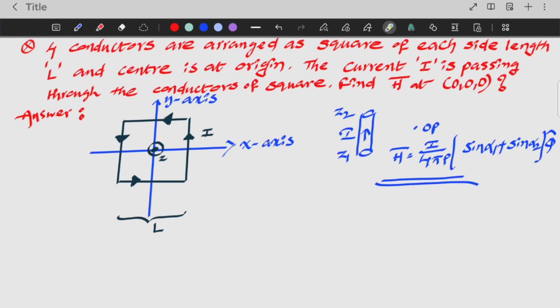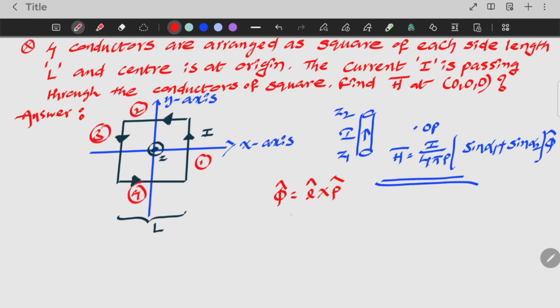Then one more thing we have to see is the direction. The phi cap is generally given by L cap cross rho cap. L cap is in the direction of the current, and rho cap is the perpendicular vector which is drawn from the current carrying conductor towards the observation point. To explain, I will take the conductors 1, 2, 3 and 4 like this.